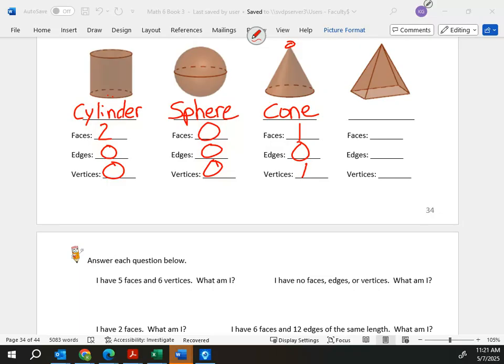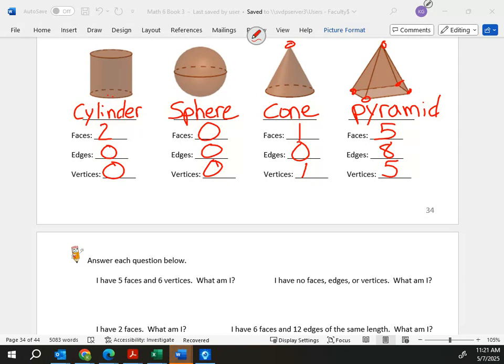James? It's a pyramid. How many faces does a pyramid have? How many of those sides? Emma? 5. How many edges does a pyramid have? Bridget? 8. And how many vertices does a pyramid have? Lexi? 5. So we count all the corners.